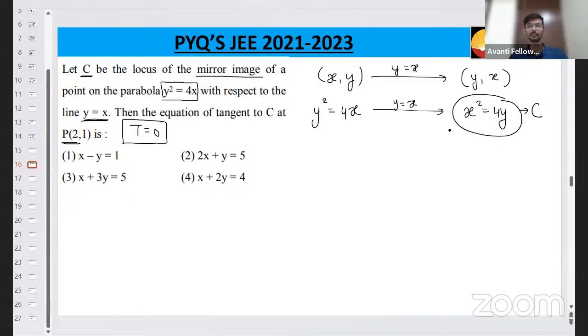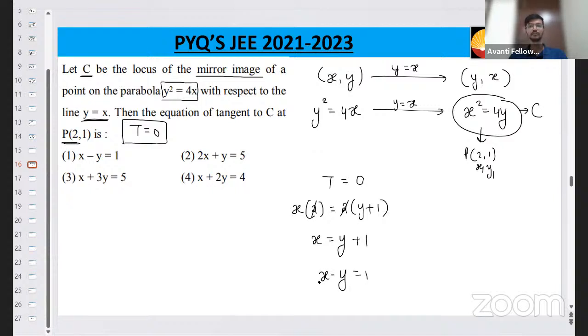We want to find the equation of tangent to this curve C at point P, 2, 1. So simple. We use T equals to 0. So T may be replaced: x square by x x1 is equals to 2y plus y1 by 2. This is x1, this is y1. So this 2 and this 2 will get cancelled. We'll get our equation as x equals to y plus 1, or x minus y equals to 1. Simple, which is option A.